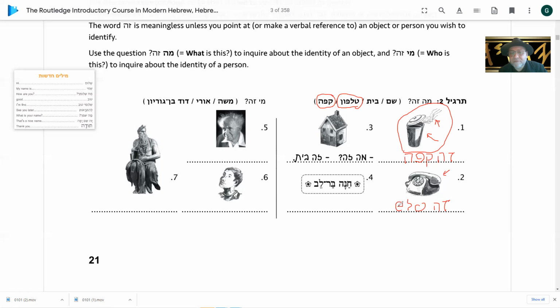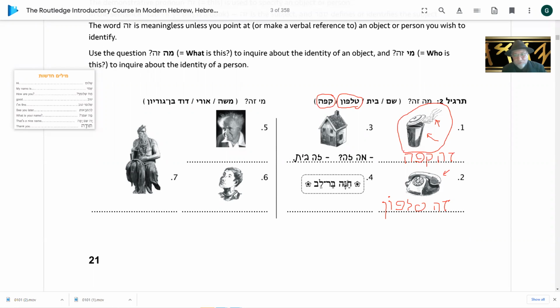Oh, is that right? I think I reversed that, didn't I? How about this? There's the Fe. Here is the O sound. And here's the Nun Sofit. Ze telephone, right here. Okay, so now they've got Hana Bar Lev.